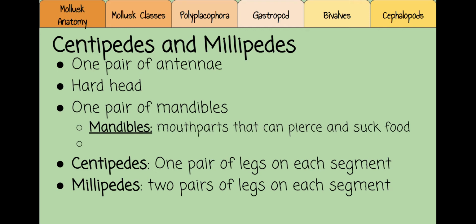Centipedes and millipedes. 1 pair of antennae. They have a hard head. 1 pair of mandibles. Mandibles are the mouth parts that can pierce or even suck food. Centipedes have 1 pair of legs on each segment, where millipedes actually have 2 pairs of legs on each segment. So millipedes have 4 legs per body part.